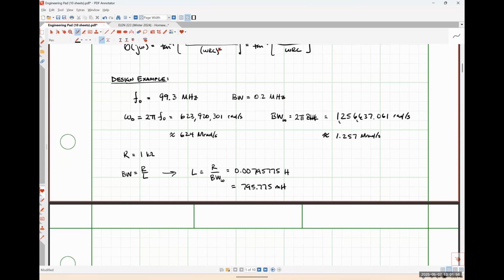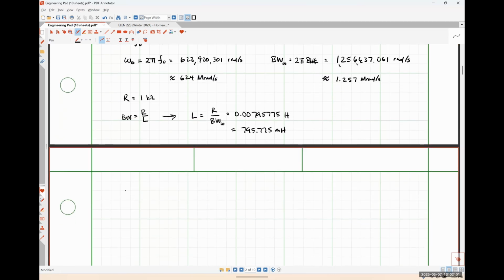or 795.775 microhenries. And we know, kind of running out of room here, that omega naught is equal to the square root of 1 over LC. So that means that omega naught squared is 1 over LC. And so if I'm algebraing this in my head correctly, C is going to be 1 over L times omega naught squared.